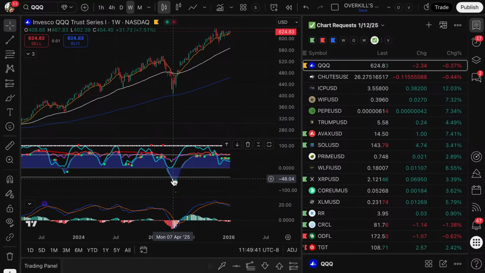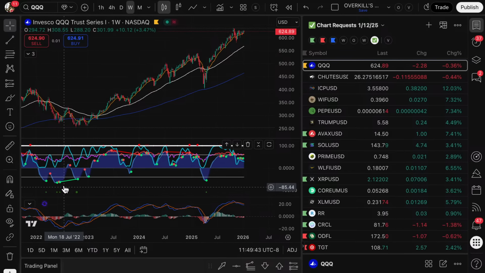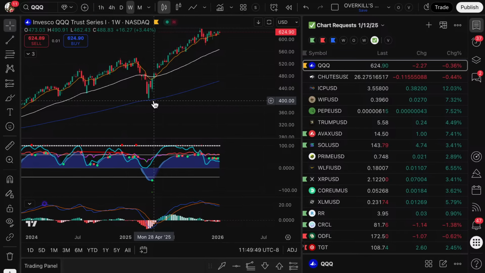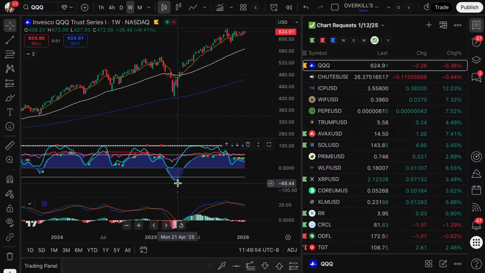So I'd just be waiting on QQQ to come back down, right? We want to buy when the blue wave is down here. That just tells us that we've had a big pullback, right? We want to buy after a big dramatic pullback to the downside. These are not day trades. These are swing trades.